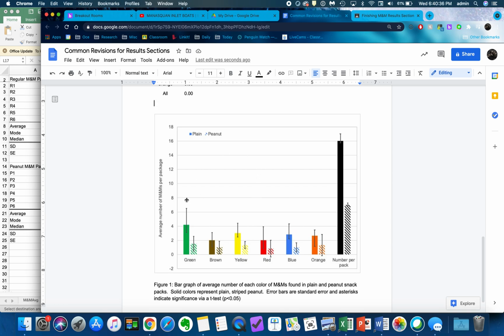I brought in my graph as a picture. If you just cut and paste it, sometimes the formatting gets wonky. Here, the charts are graphs, and you should refer to them as graphs, by the way, all the time. They get called a figure, whether it's a picture of an animal or a picture of a graph. It all gets called figure. Figure 1. Bar graph of average number of each color of M&Ms. Solid colors represent plain. Striped equals peanut. Error bars are standard error, and asterisks indicate significance via t-test.